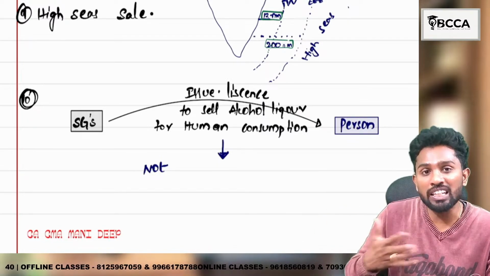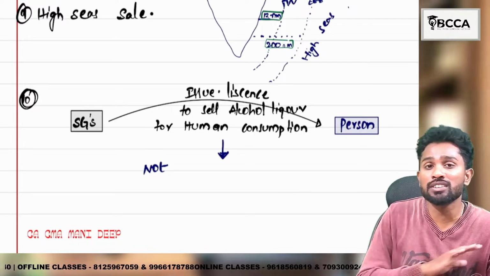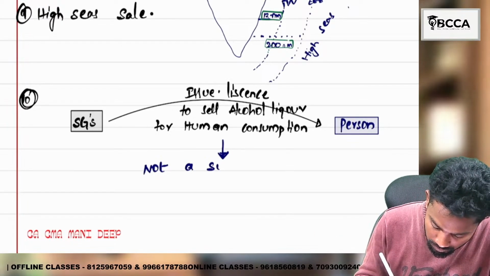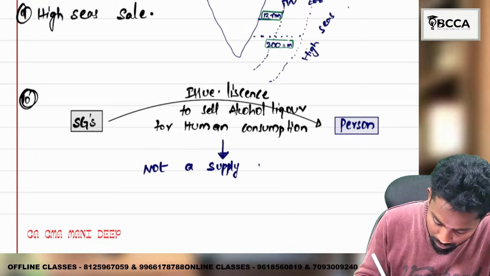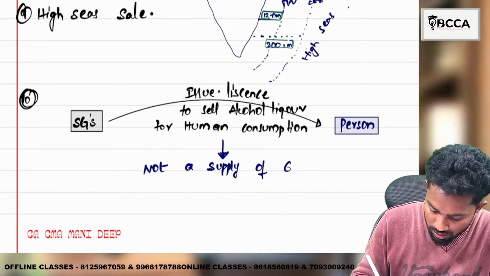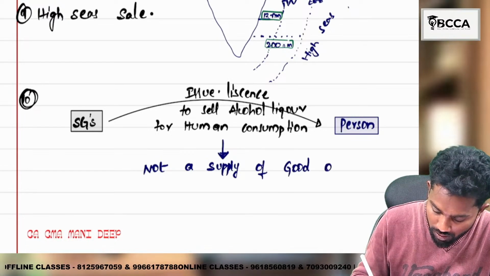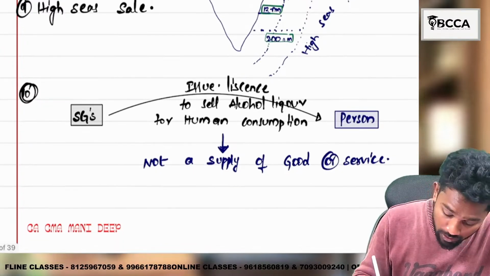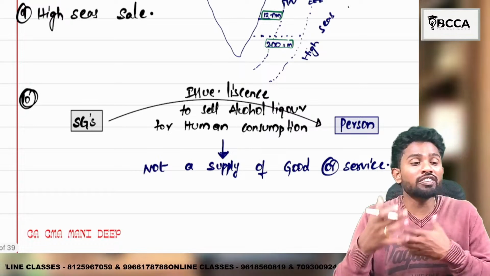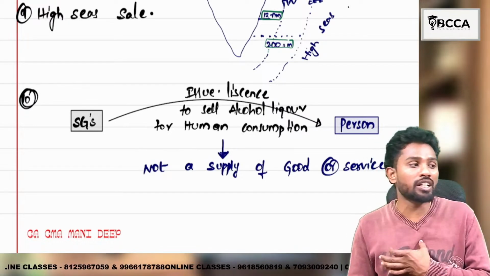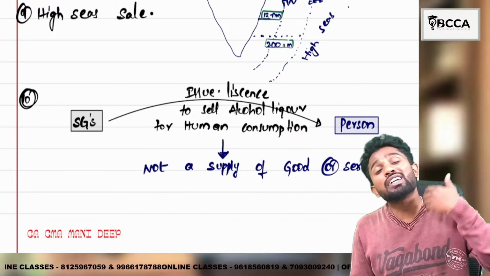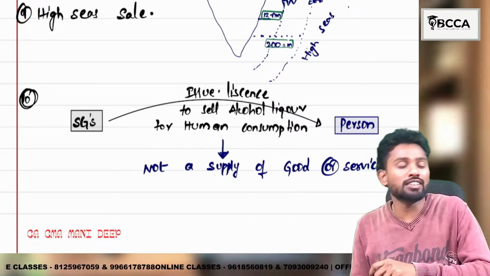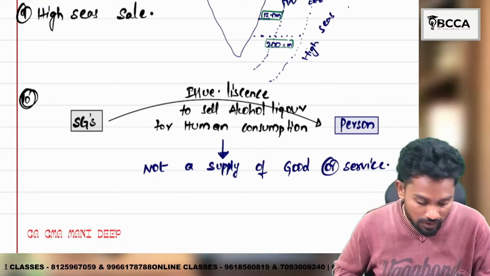So whatever license fee they get for issuing the license, that is not a supply. It is not a supply of goods or services. However, this is applicable only for licenses issued for sale of alcoholic liquor. If any license is issued for any purpose other than sale of alcoholic liquor, then such licenses are covered under the definition of supply.